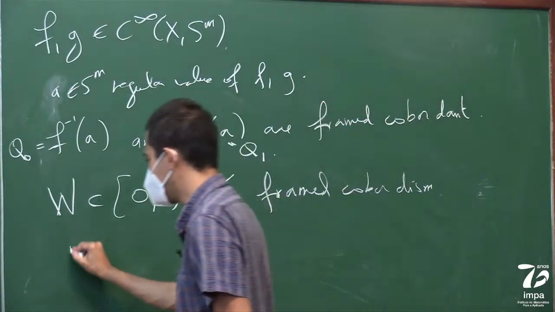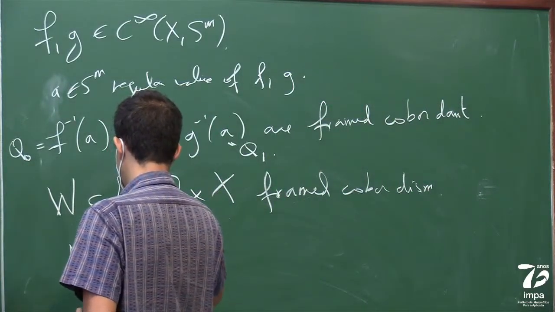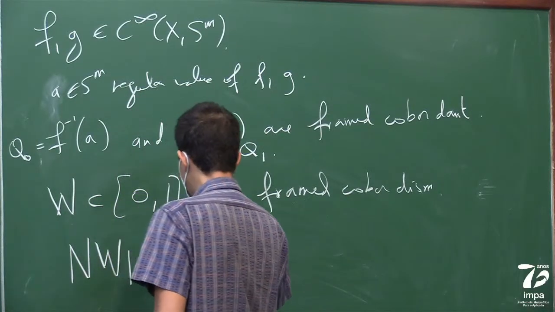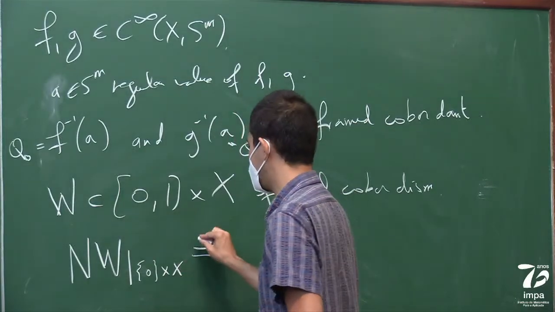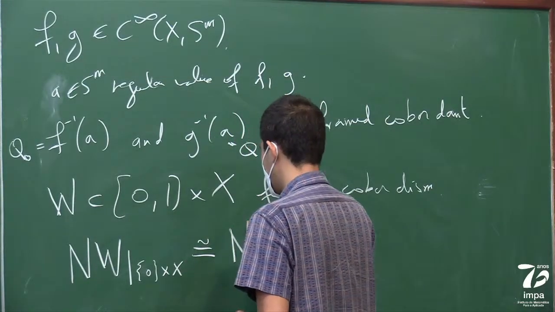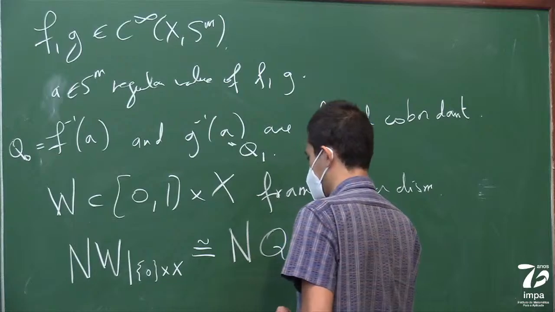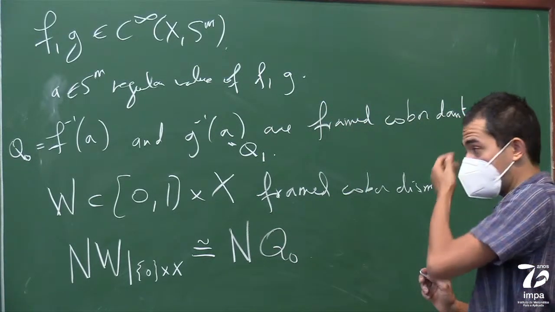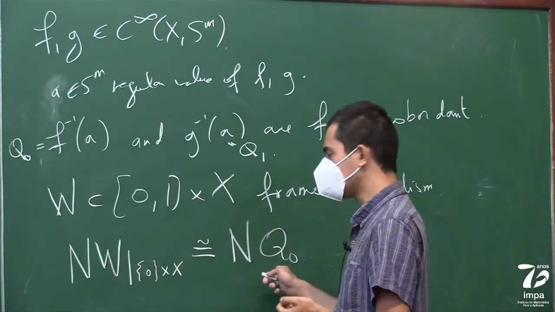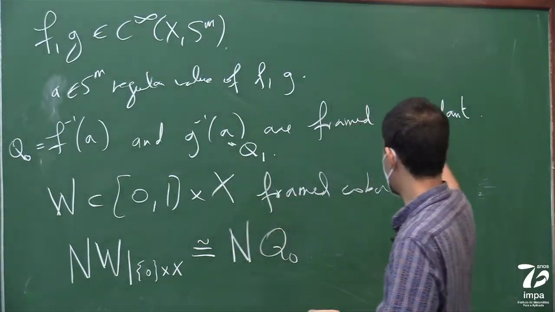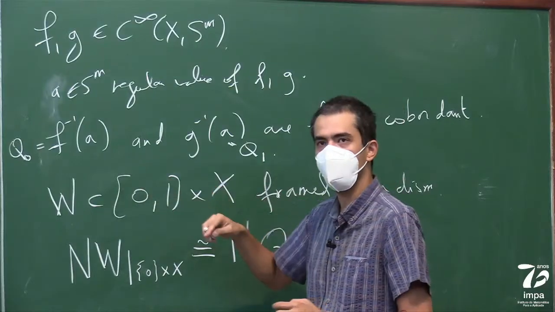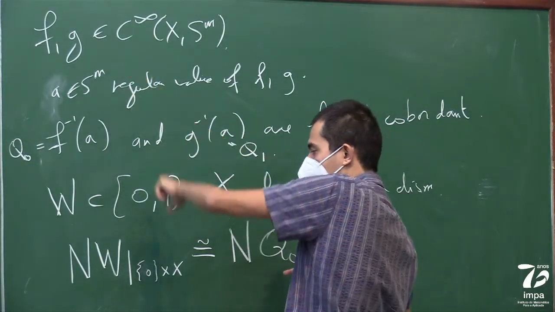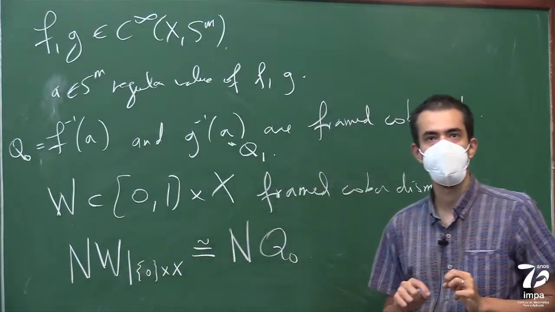So basically, when you look at the normal bundle of W restricted to 0 times X, there is an obvious identification between it and the normal bundle of Q0. So when you have a framing here, that clearly induces a framing here. And when I say a framed cobordism, I mean that the framing we had in Q0 from f is exactly this framing.